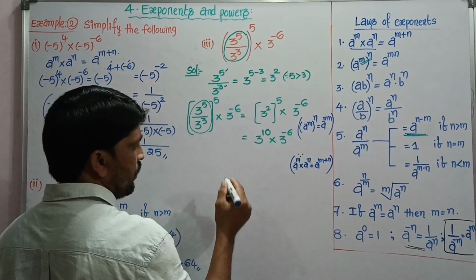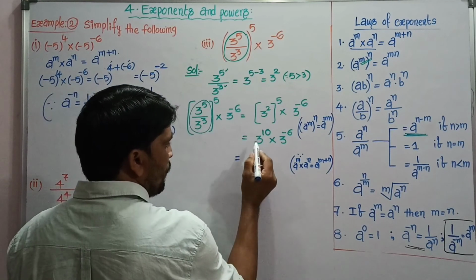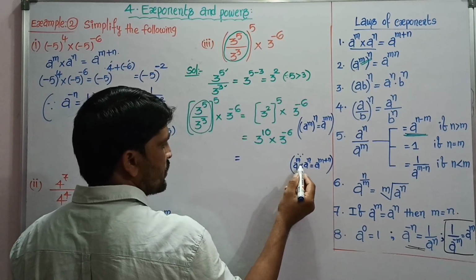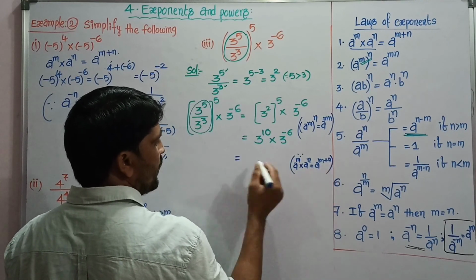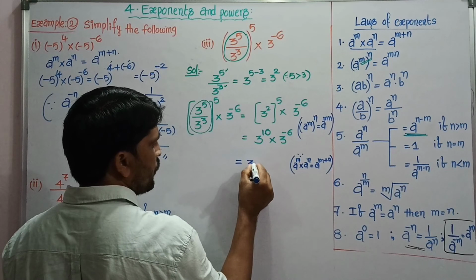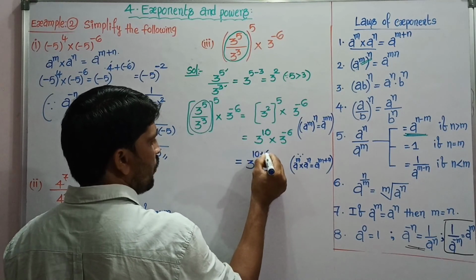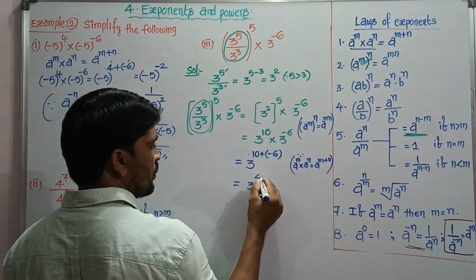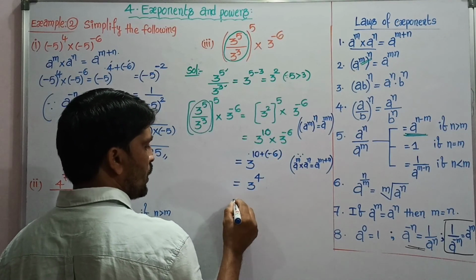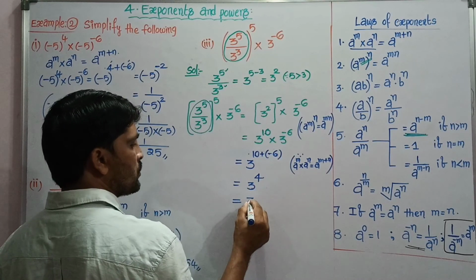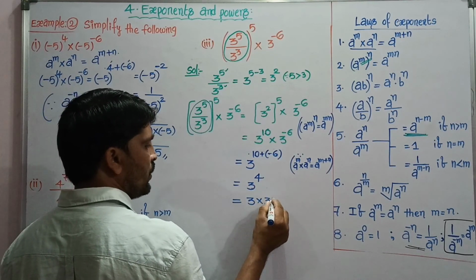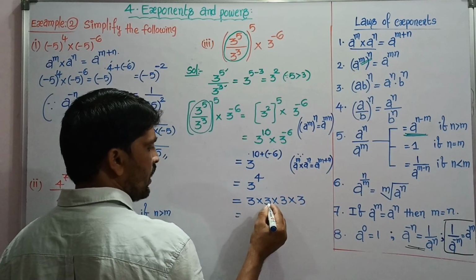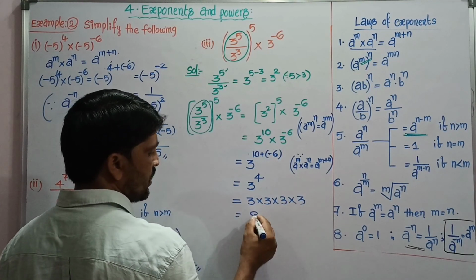By using this formula, bases are equal and in between them is the multiply symbol, so the powers should be added. That is equal to 3^(10 plus of minus 6). 10 plus of minus 6 is 4. That is, the answer is 3^4. That means 3 occurs 4 times in the product, 3 into 3 into 3 into 3. 3 3s are 9, 9 3s are 27, 27 3s are 81.